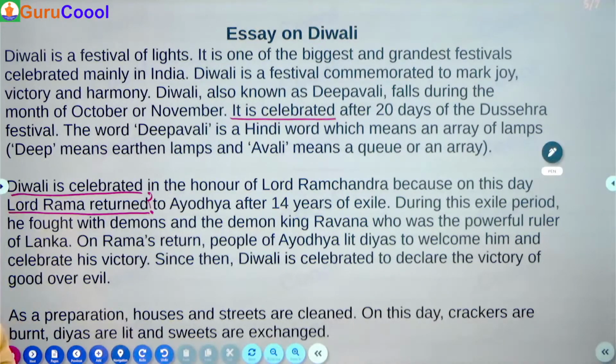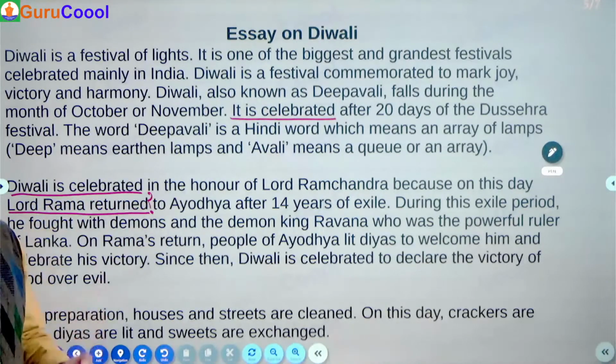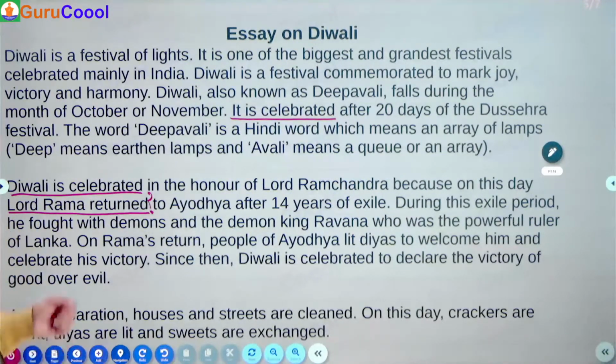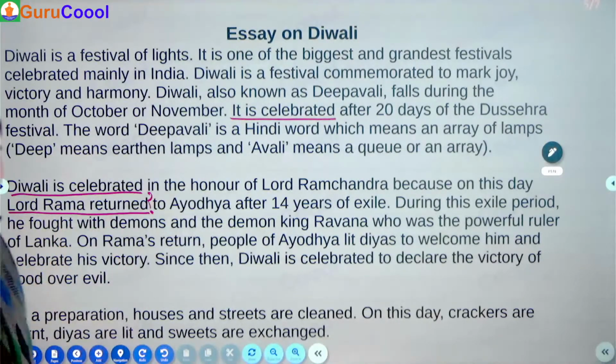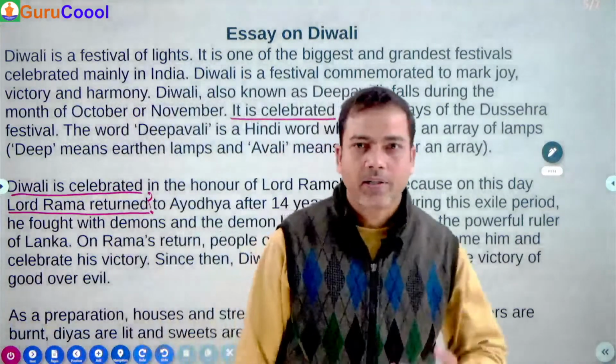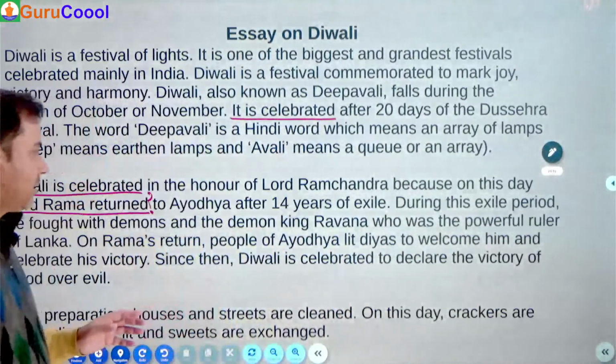Past indefinite. That's correct, Rishidev. You can say simple past as well. No, Palak, it's not present perfect. It's simple past, subject plus V2. Notice Lord Rama is the subject and then V2. No, Sweta, it's not past perfect. It's simple past, or you can say past indefinite. Many people call it past indefinite. Some people call it simple past. That's the same thing.